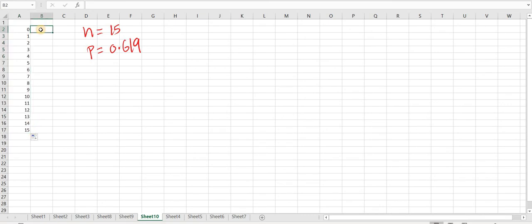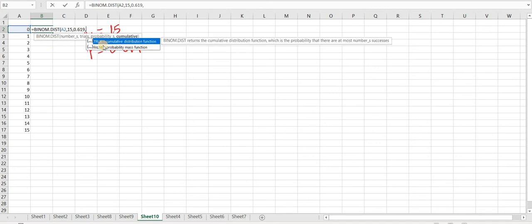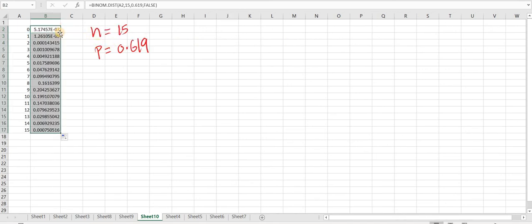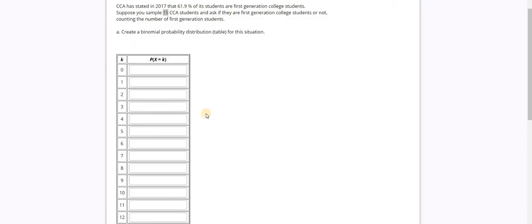Okay. Now I'm going to compute the binomial distribution for each one of these. Click on the 0, comma, the number of trials is 15, comma, the probability is 0.619, and then comma, false, because I don't want to accumulate it. And then populate. Now what I will do, I'm going to copy the first one and the last one just to make sure that I got that right.